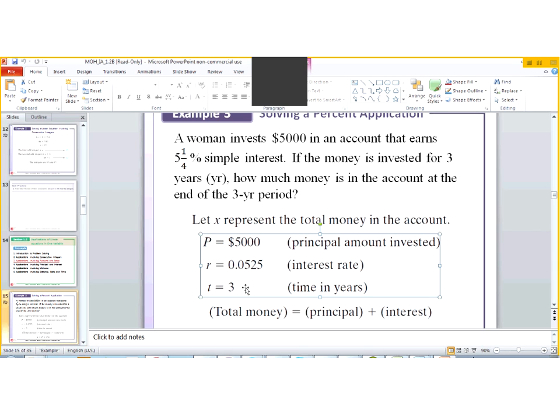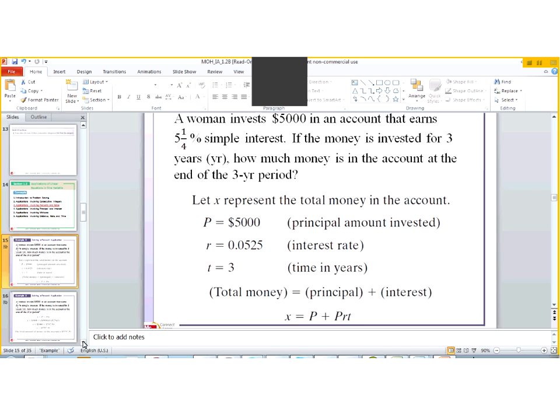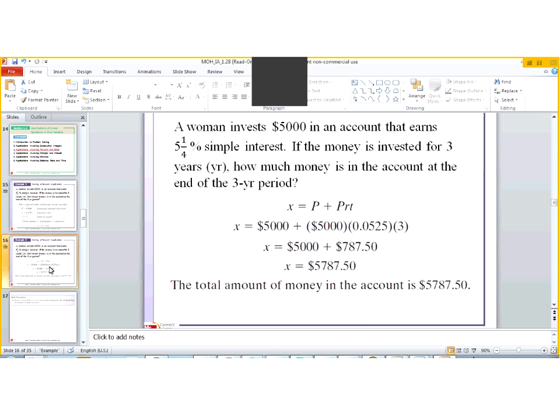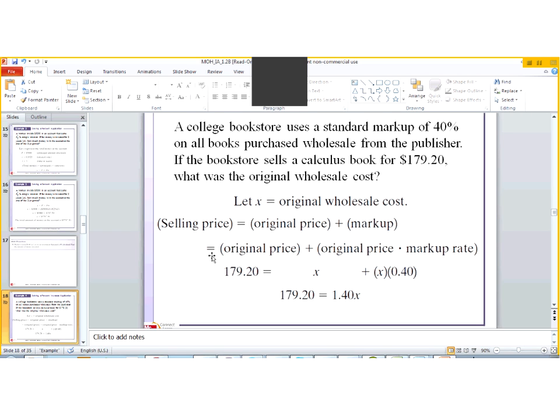So total money is equal to principal plus the interest. So the total money would be x equal to P, the principal, plus PRT. That's the simple interest. Okay, so just simply substitute the numbers. So the 5,000 plus 5,000 times the interest times the time. So this is how much money we have total, the amount of money we had originally plus the interest. Sometimes they only ask you to find this amount here, PRT. In this case, you just figure that out. So these are another type of interest problem here.